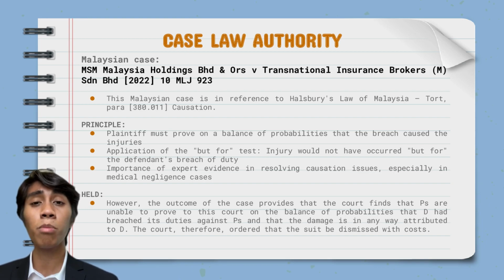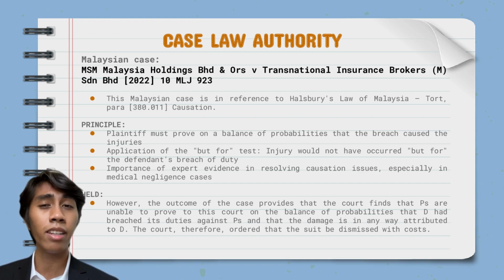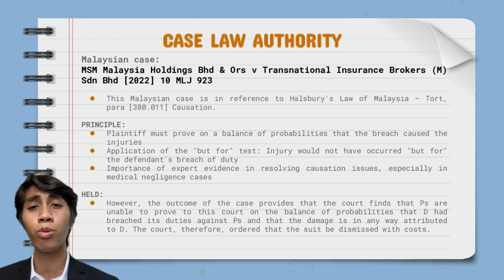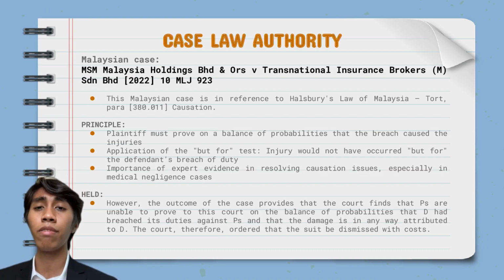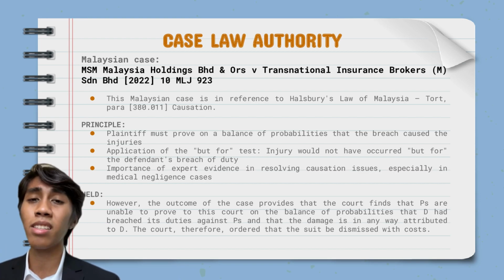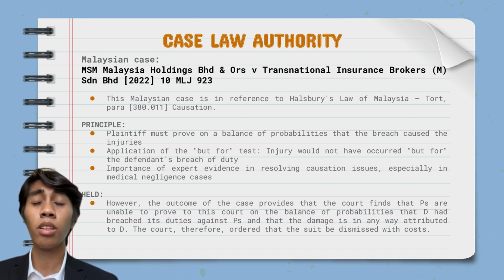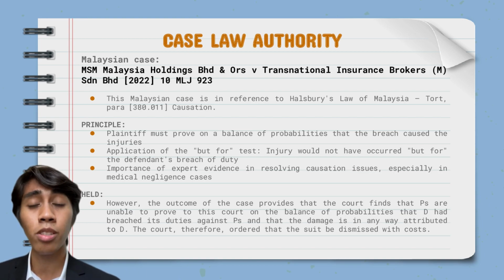However, the outcome of the case provides that the court finds that the plaintiffs are unable to prove the balance of probabilities that the defendant had breached its duties against the plaintiffs and that the damage is in a way attributed to the defendant. The court therefore ordered that the suit be dismissed with cause.